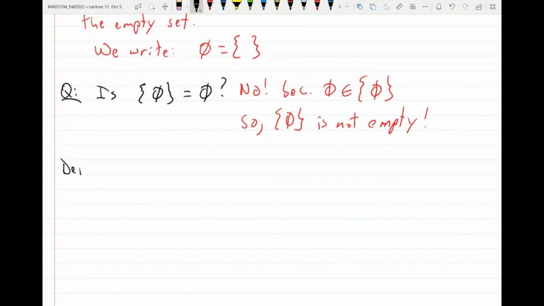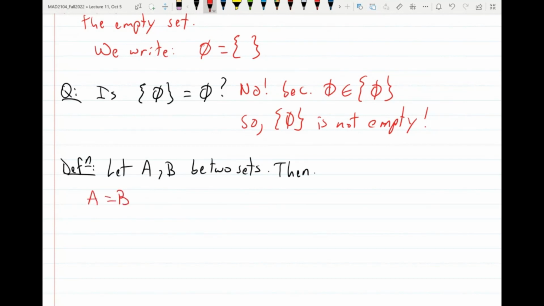So definition, let A and B be two sets. Then A is equal to B if and only if A and B have the same elements.